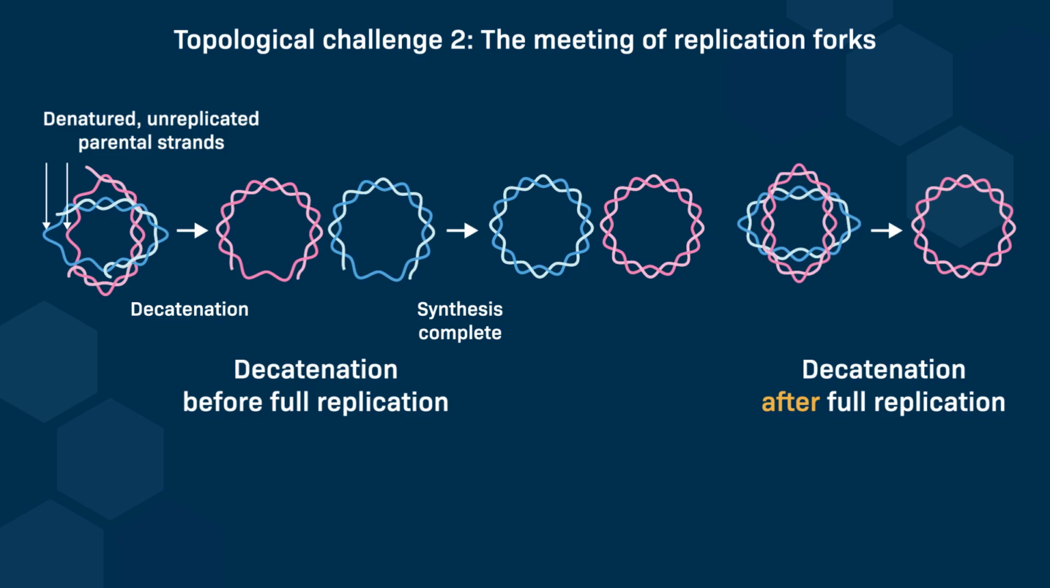The key difference between these two options is the timing of decatenation relative to the completion of DNA synthesis. Decatenation can occur either before DNA synthesis is finished or after it is fully completed. In both cases, topoisomerase 2 plays a critical role in resolving the interlocked DNA molecules to ensure proper segregation and function of the newly replicated genomes.